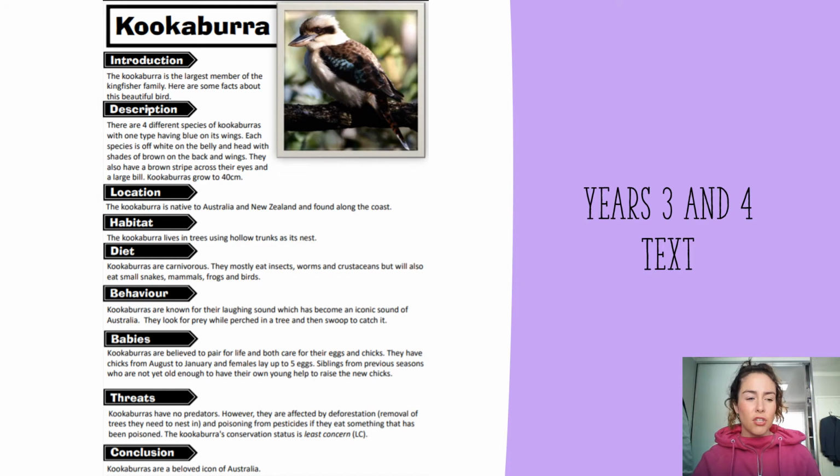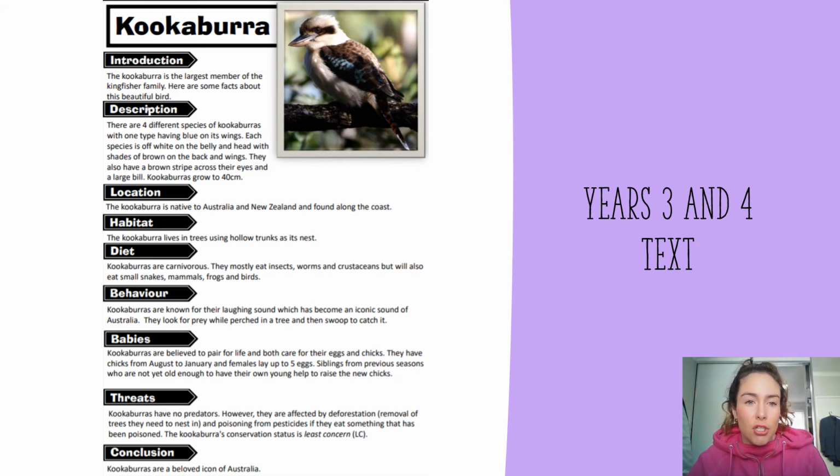All right, guys, so using our Hunt the Text sheet, we're going to fill in the boxes using this text here on a kookaburra. So the first thing we have to write down is the title. The title can be found at the top of the page, and it is the word kookaburra because this text is about kookaburras. So we're going to write that down in our first box.